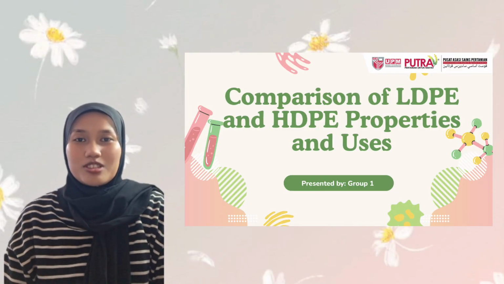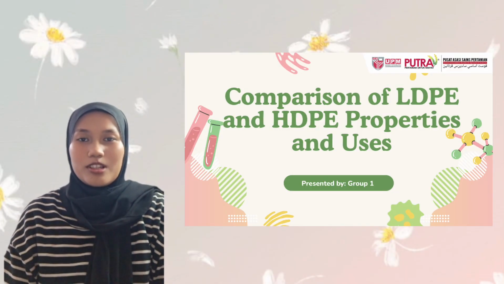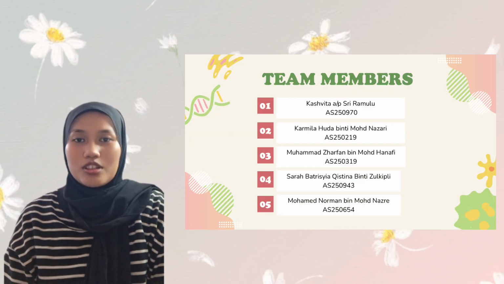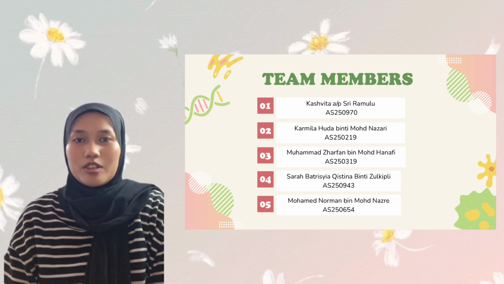Did you know that not all plastics are the same? Some are soft and lightweight like plastic bags, while others are hard and strong like detergent bottles. So today, we are going to talk about two common types of plastic, which are LDPE and HDPE.